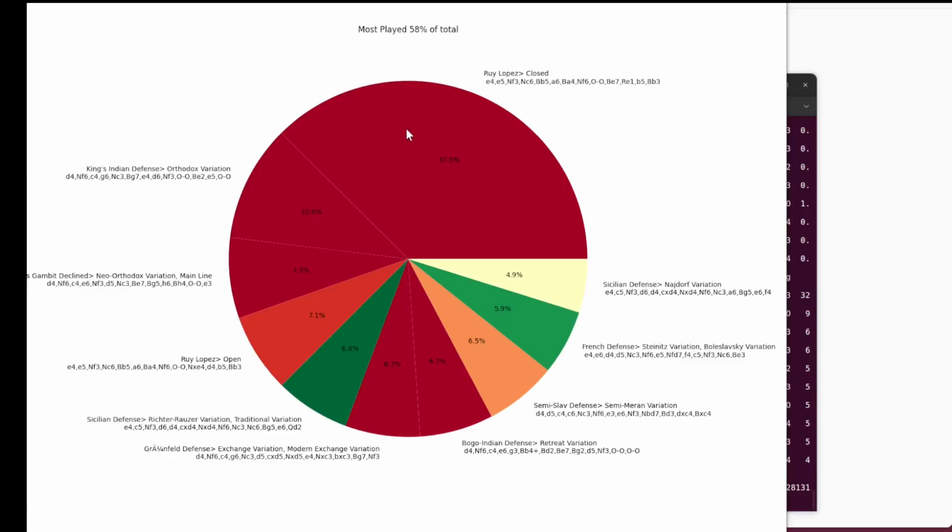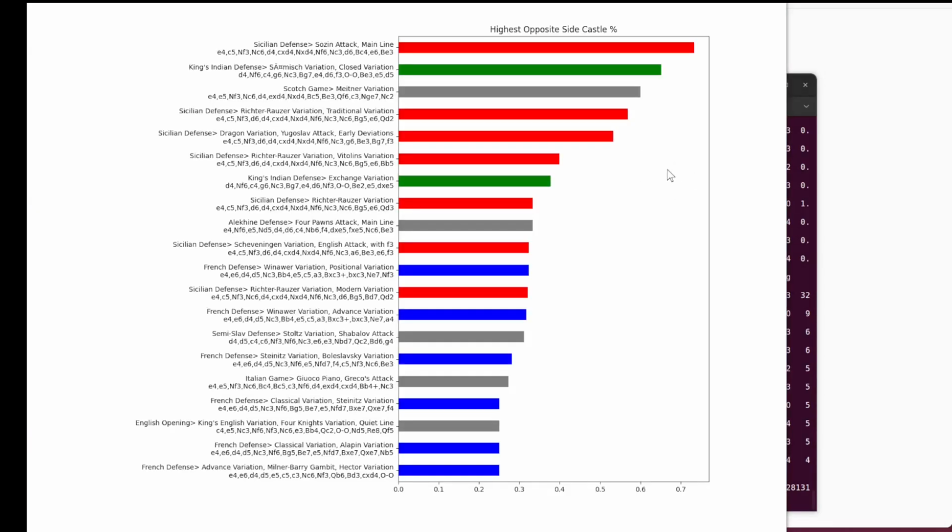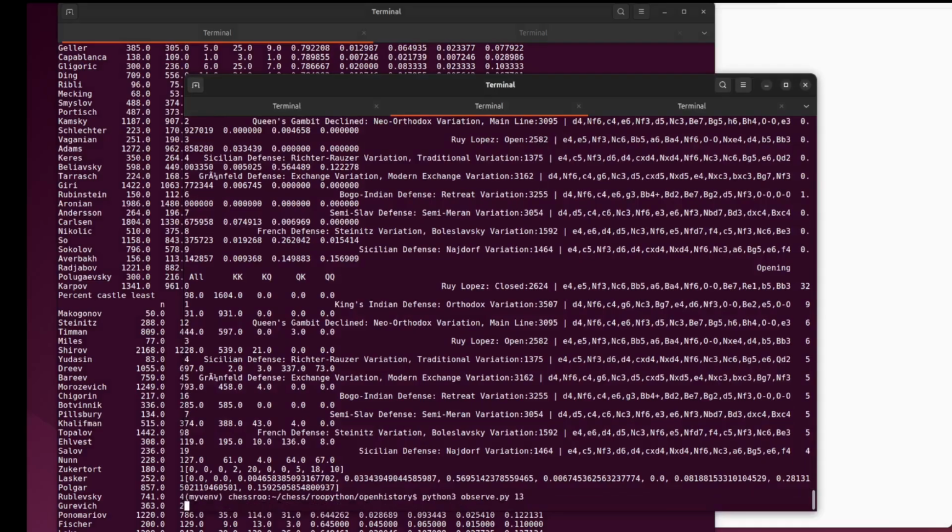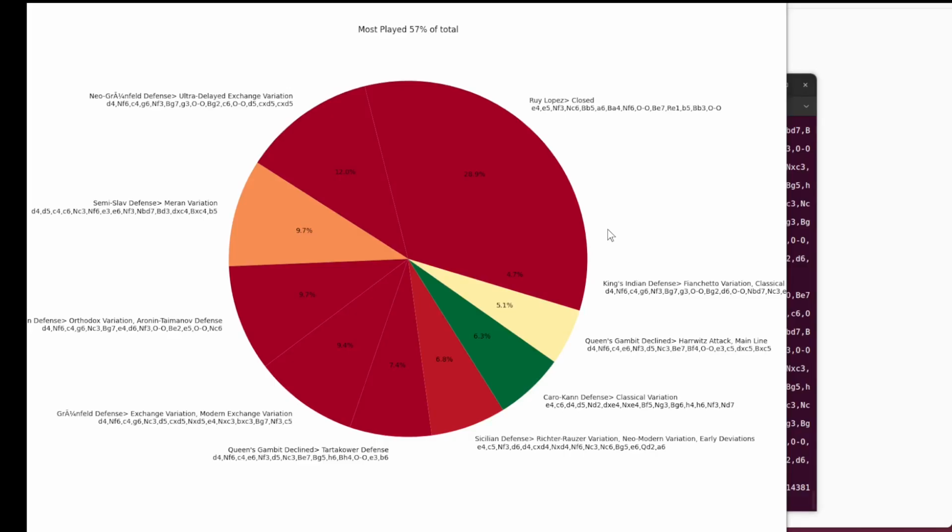Royal pairs closed, so still one of the most frequent openings. And you can see Sicilian defence, French defence are the ones which are still leading the charge of opposite side castling, as they should be. Sozin attack, Richter Rouser. Here we go. We might stop here. Dragon variation, Yugoslav attack, early deviation. There we go, one more depth. All the usual favourites. French defence, King's Indian Defence. See if we can get this. Gives us the Yugoslav attack.